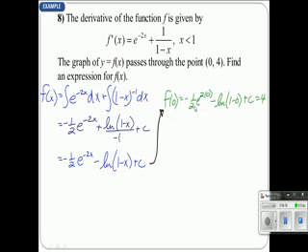Well, negative 1/2 times e to the power of negative 2 times 0, that's just going to be, because e to the power of 0 is 1, so from that expression it's just negative 1/2 times 1, minus natural log of 1 plus c is equal to 4.